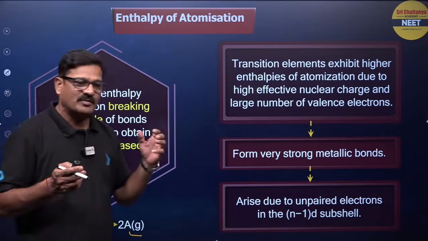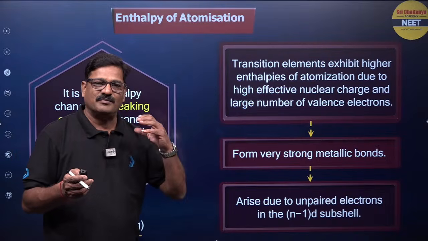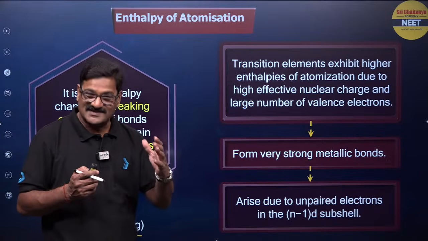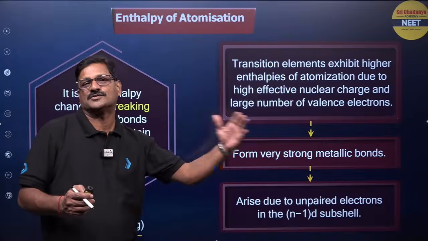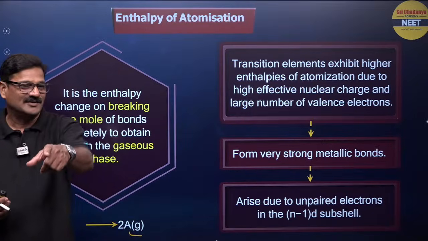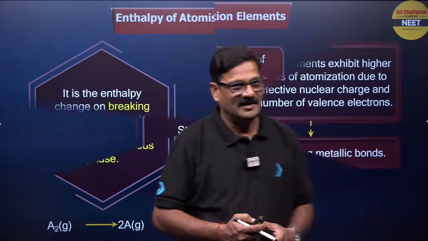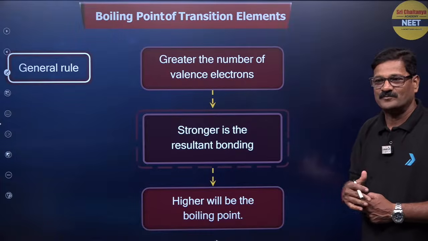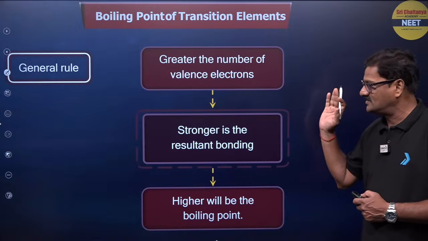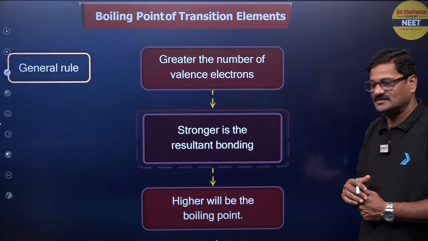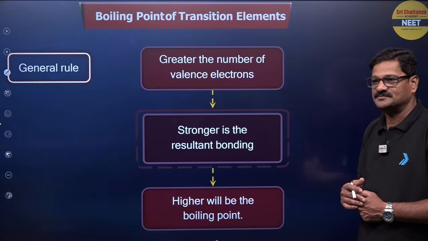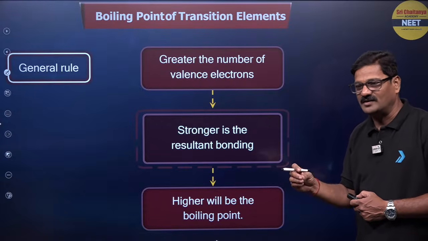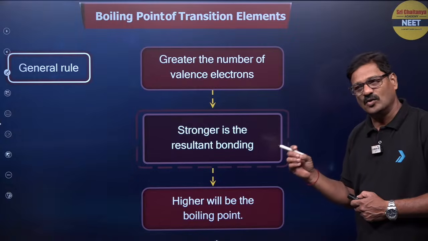So from very strong metallic bond, the metallic bond strength is directly proportional to the number of unpaired electrons. So we can say these parameters are directly proportional to the melting point and boiling point. Do you agree with that, bacho? And moving ahead, this is again the general rule. Greater the number of valence electrons, stronger is the resultant bonding and higher will be the boiling point. Right? If the metallic bonding is weak, it is going to be low boiling point.